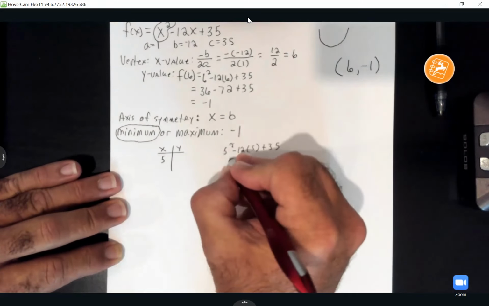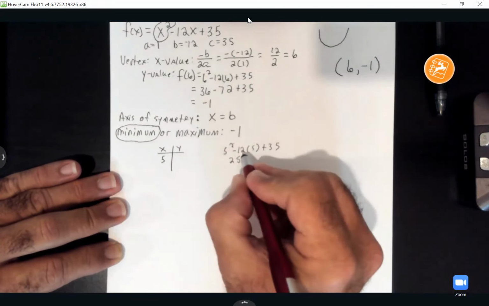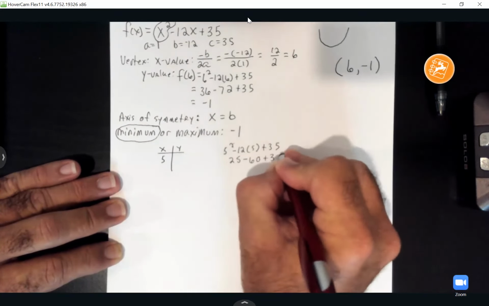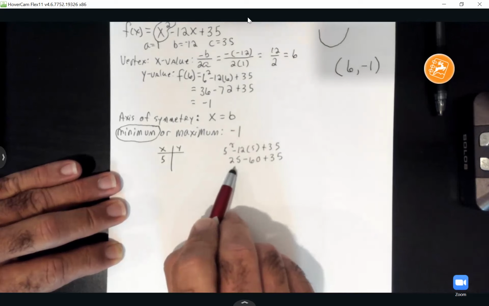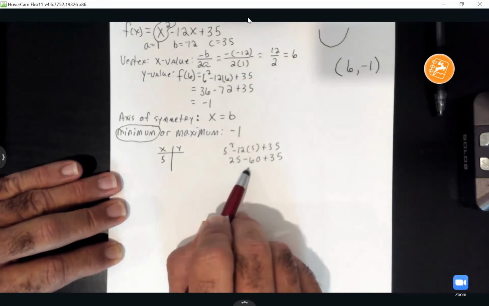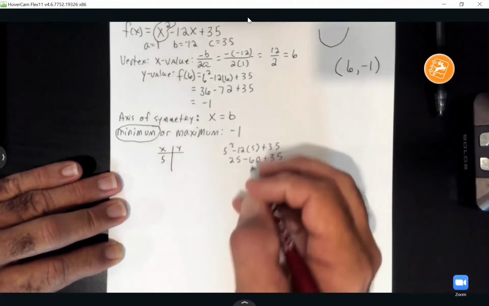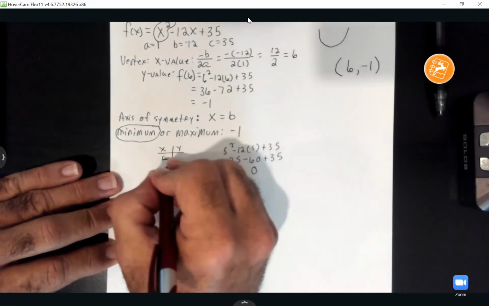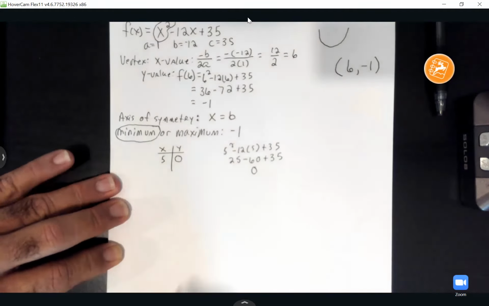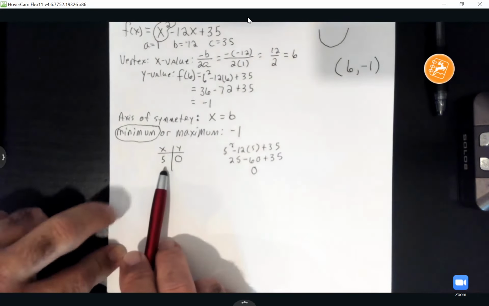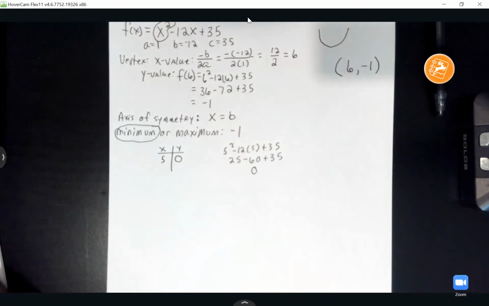5 squared is 25. Minus 12 times 5 is 60, plus 35. All right, y'all. So 25 minus 60 is a negative 35. Negative 35 plus 35 is 0. So when x is 5, y is 0. So I got my 2 points, 6, negative 1, and 5, 0. So let's go play with MATLAB and answer all their questions.